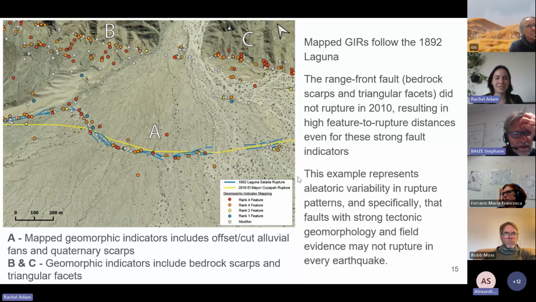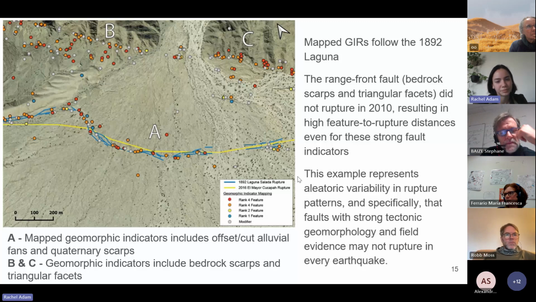Okay. It is surprising that the Laguna Salada 2010 earthquake trace is less accurate. I don't know if this is the right word, but the trace is less resolved.